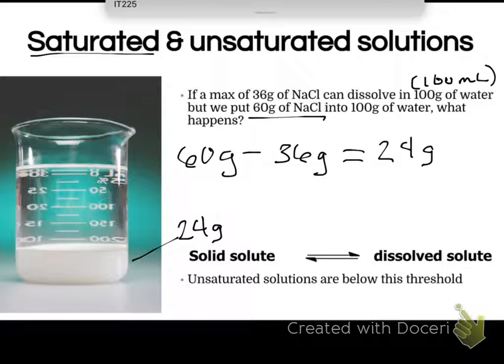The individual particles don't stay solid or dissolved. They kind of switch back and forth. We call this an equilibrium. It means that the individual particles can, one of them will dissolve and a different particle will form the solid. So these processes are kind of going continuously. That only happens if you have a saturated solution. Unsaturated solutions are the ones that have 36 grams of sodium chloride or less.